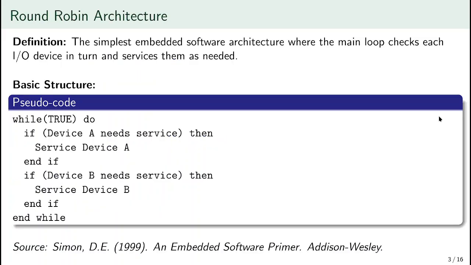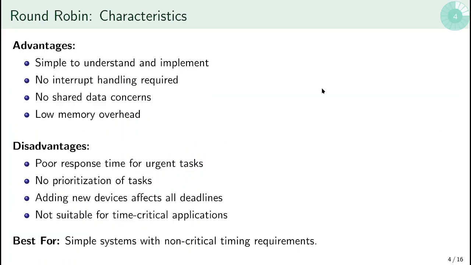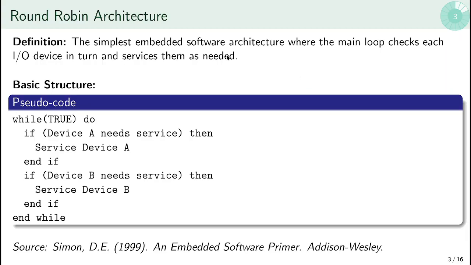So let's start simple. The round robin architecture. The system just checks for devices one by one. If a device needs service, it handles it, then moves on. So here there is no scheduler, no priorities, just a loop. It's easy to implement, low on memory, and easy to debug. But if one task takes too long, everything else waits. Urgent events get delayed. It's basically good for simple, non-critical systems.